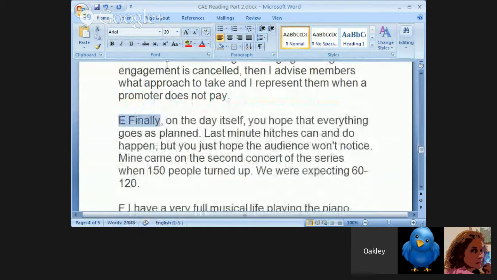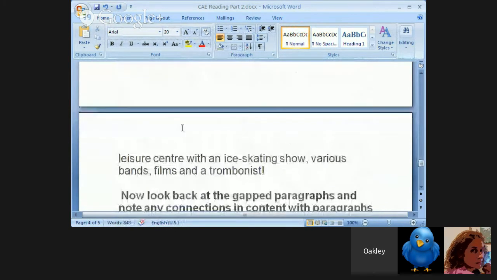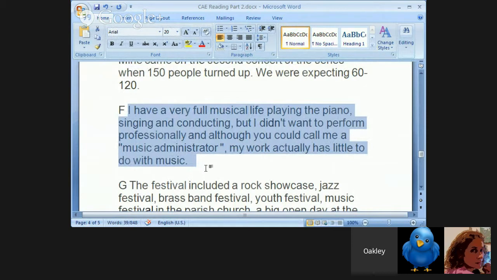All right. I think I got this one. All right. I think I got the other one. Let's see. We got, what, 2 more? All right. What is this? I have a very full life playing the piano. What does this look like? Before my present job.